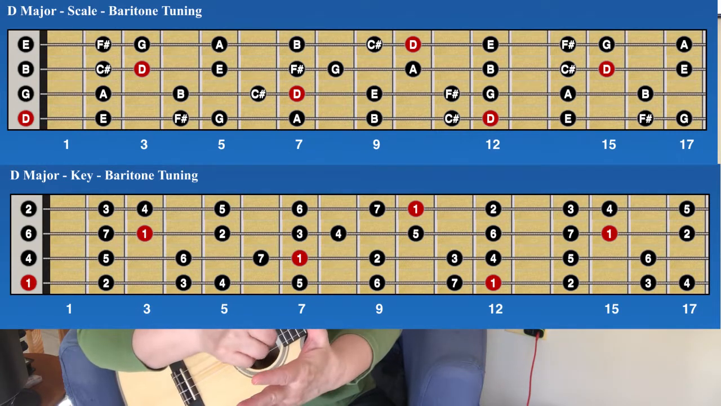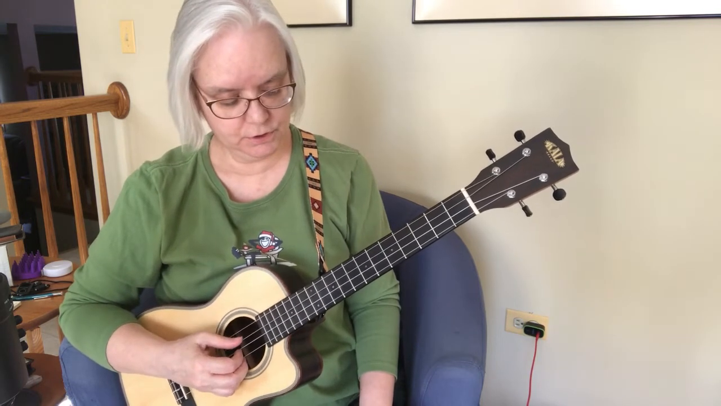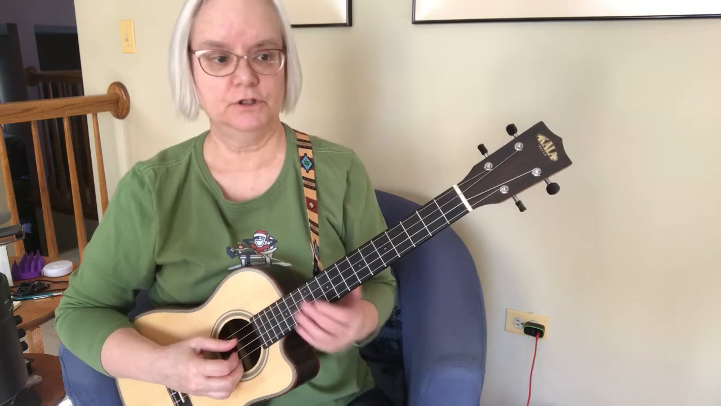So we have D, E, F, G. So our 1 is D and our 4 is G. So that's going to work out perfectly. Now we have 2 notes representing our chord progression. First of all, I'll show you the chords.